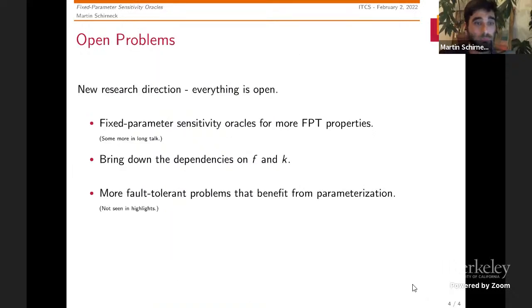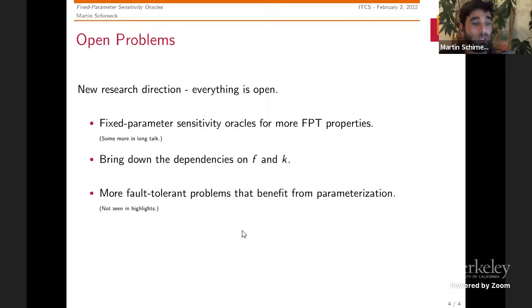To get to the open problems, nice thing about a new research direction is that essentially everything is open. The most pressing thing is to advance the fixed parameter sensitivity oracles to more problems. So we have vertex cover and k-path, as Nicole mentioned, but it would be great to have more of them. And we have to reduce the dependency on f and k. They are not optimized yet. We cannot hope for fully polynomial for FPT, but I think there's room for improvement, for example, to this 2 to the k square.